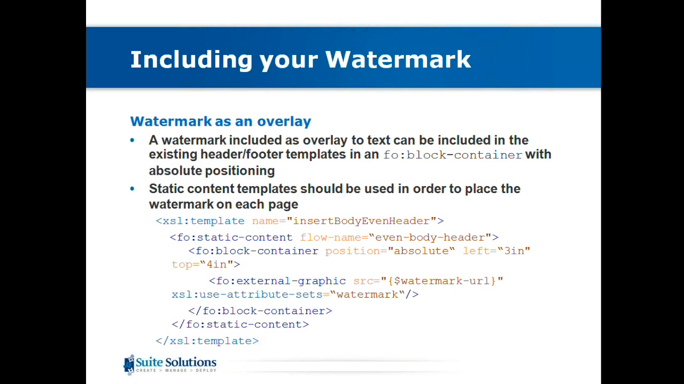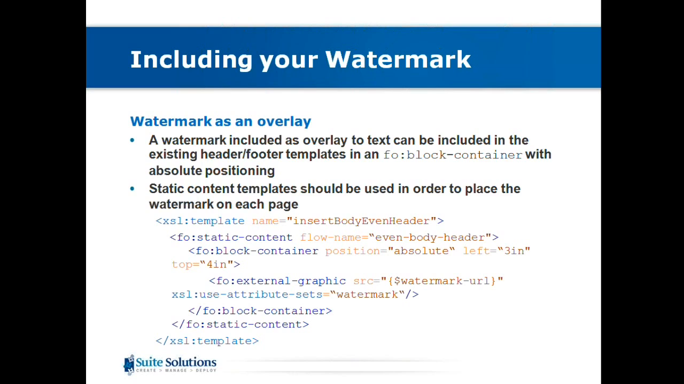How would we do that? A watermark included as overlay to text can be included in the existing header or footer templates in an FO block container with absolute positioning. Many of you are probably familiar with the structure of the XSLFO that is then converted into a PDF. It's generally structured into FO blocks. Each FO block will have attributes defined in it and contain the text. The FO blocks are processed in order. They flow one after the other.